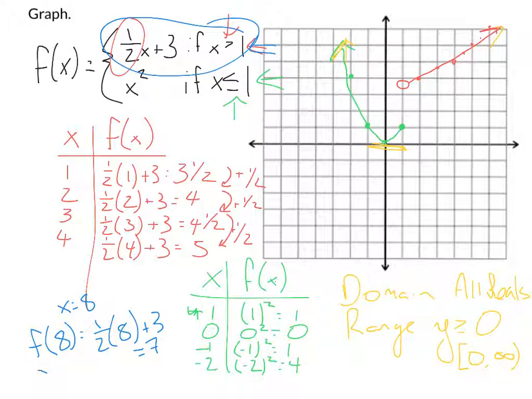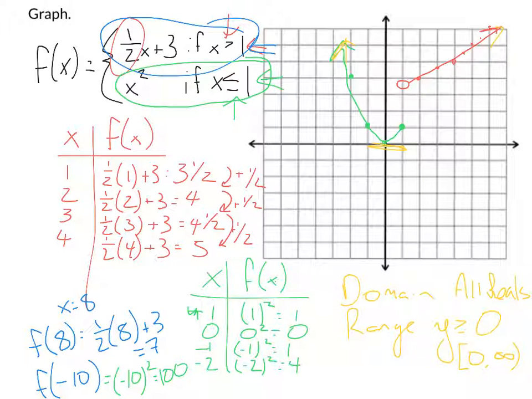What if I asked you to find f of -10? Well, that one is down here, where my x's are less than 1. My x in this case is -10. So we would do -10 squared, and the result is 100.